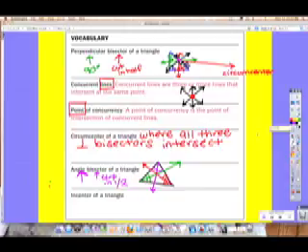Guess what? That's the incenter. Incenter is for angle bisectors. Circumcenter is for perpendicular bisectors. You want to add that incenter where all three angle bisectors intersect.